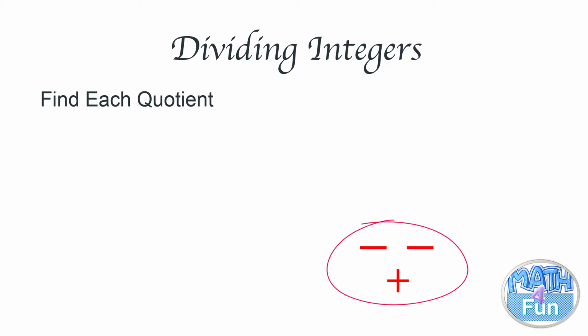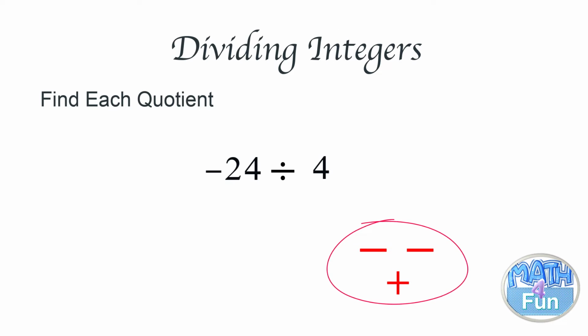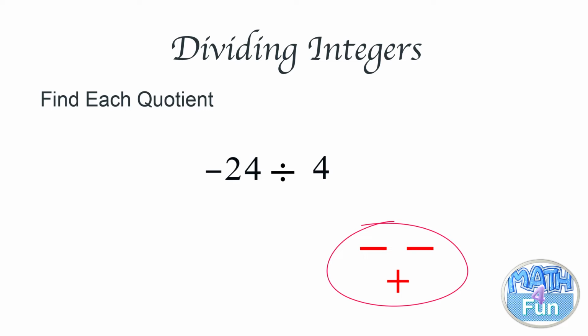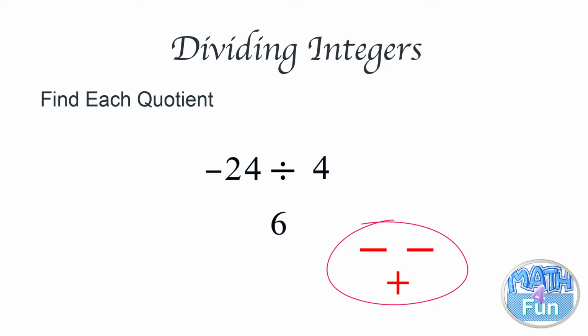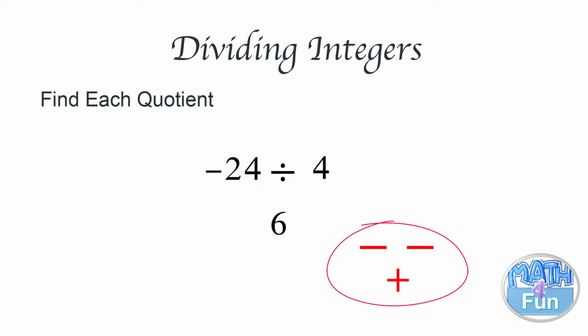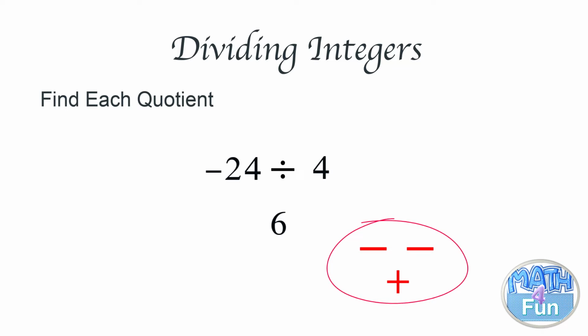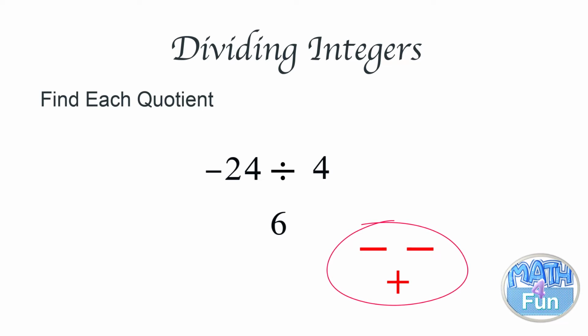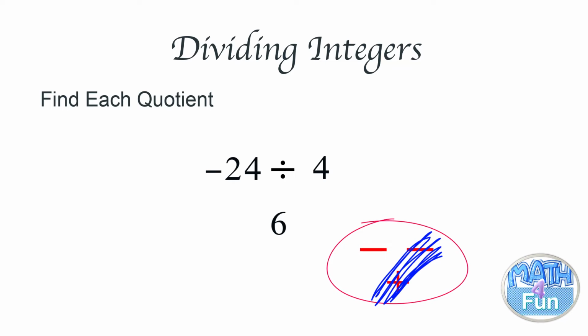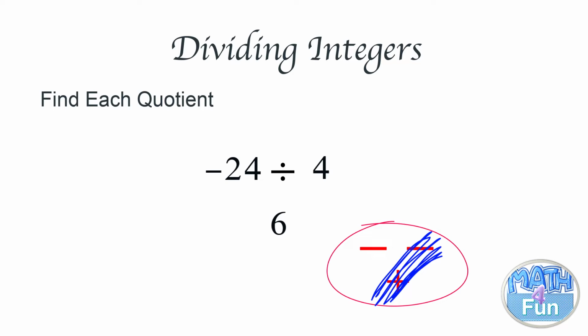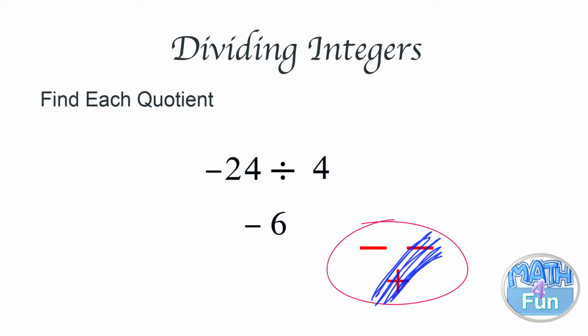Let me show you another example. Here we have minus 24 divided by 4. So as we mentioned, divide 24 by 4, you'll get 6, and now we have minus for the 24 and plus for the 4, which means minus and plus. So what do we do with the funny face? We cross out minus and plus, you will be left with minus. So your answer is going to be minus 6.